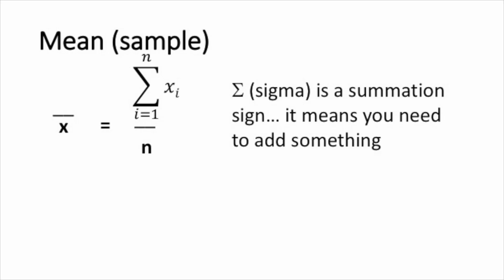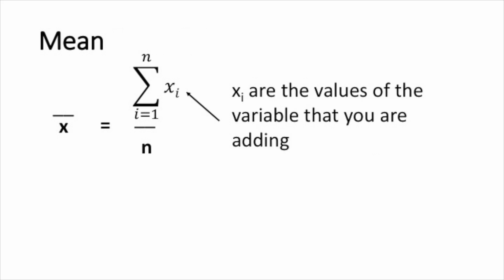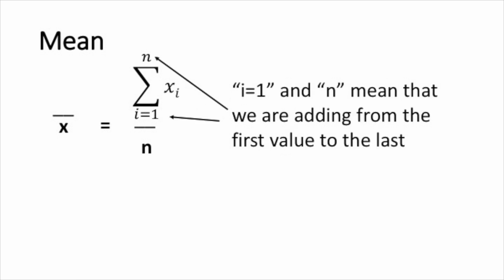Now let's dissect the formula for a sample mean. The summation sign, which is a big sigma, tells us we need to add something. The letter x_i tells us that we're adding values of a variable, because x represents the variable. The notation at the bottom and top of the sigma sign tell us we're adding the value of the first observation, that's i equals 1, to the last observation in our sample, which is n. Again, that's the sample size.